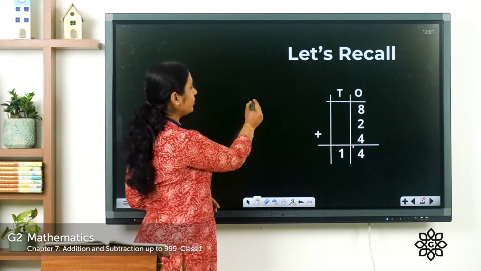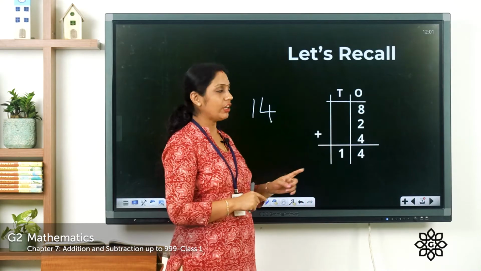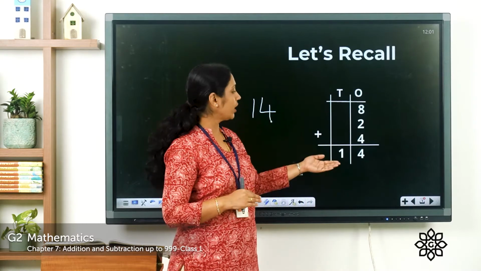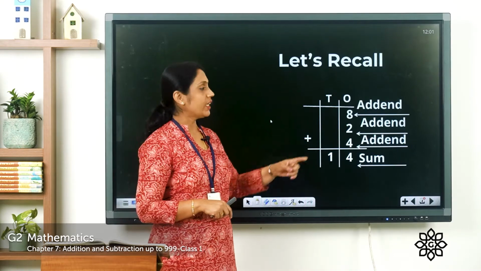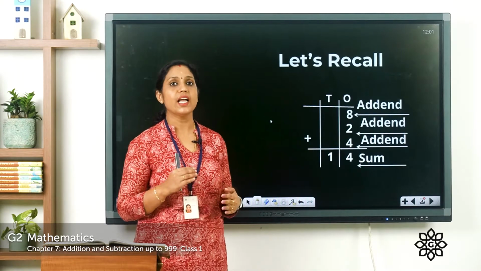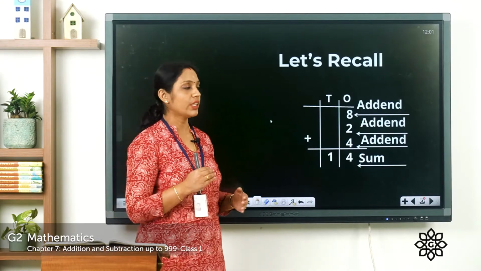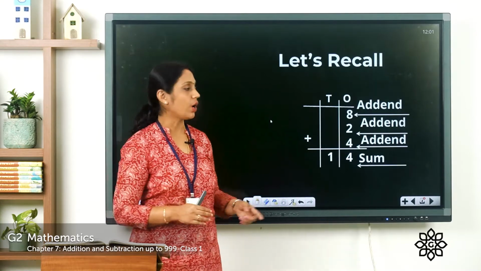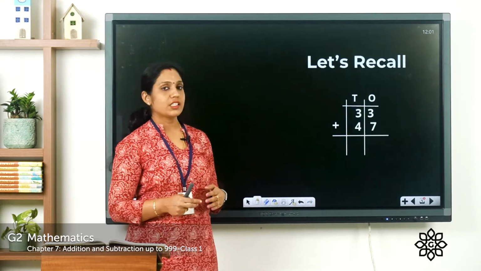So when you get 14, what do you have to do? There is no number in the tens place, so you can write the number here as the answer. So the number is 14. We can say that in 8 plus 2 plus 4, the three numbers that we added are called the addends, and the result that we get, here 14, is the sum. So when we add, the result we get is called the sum, and the numbers that we add are called the addends. Let's do one more sum.